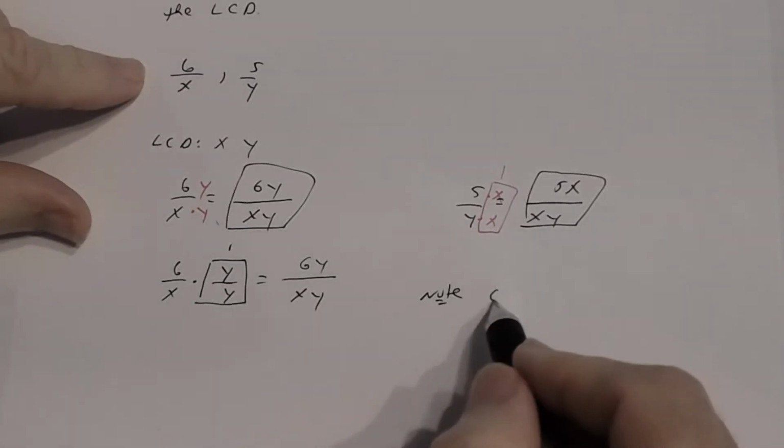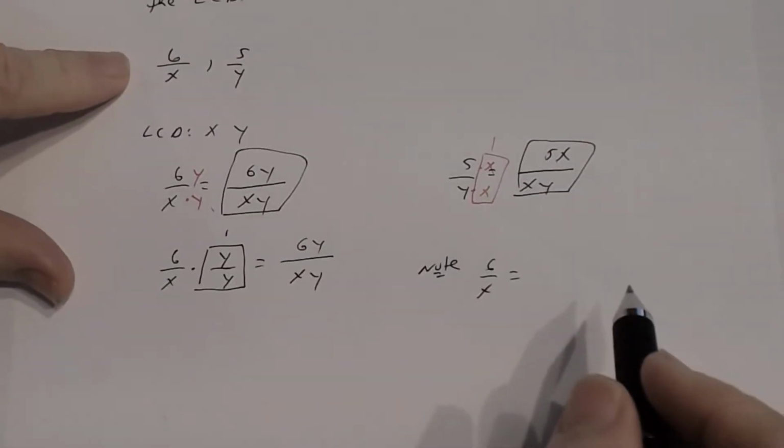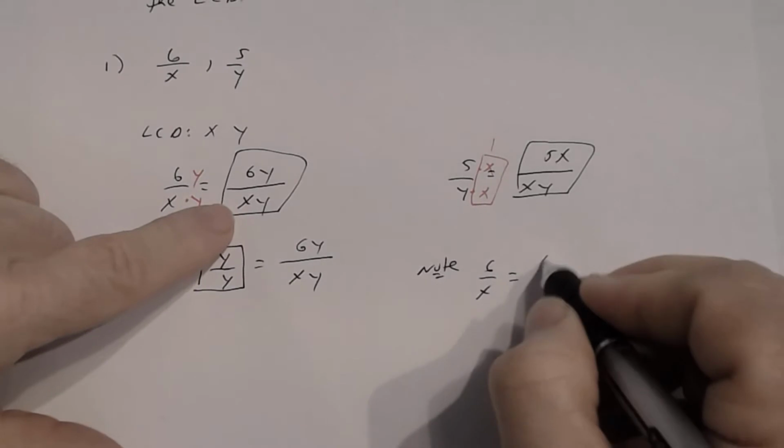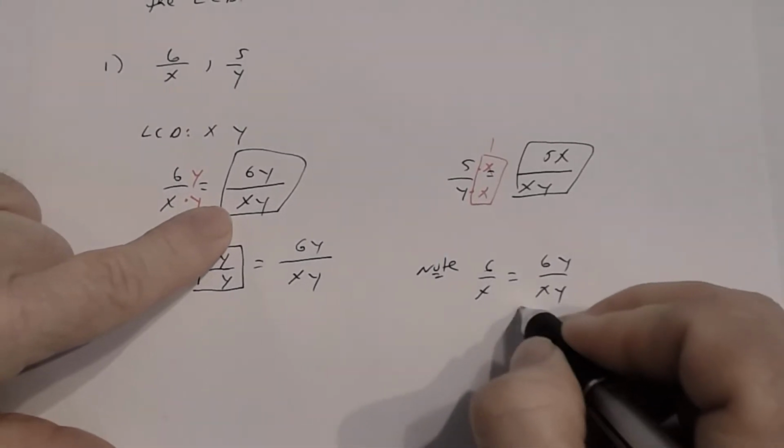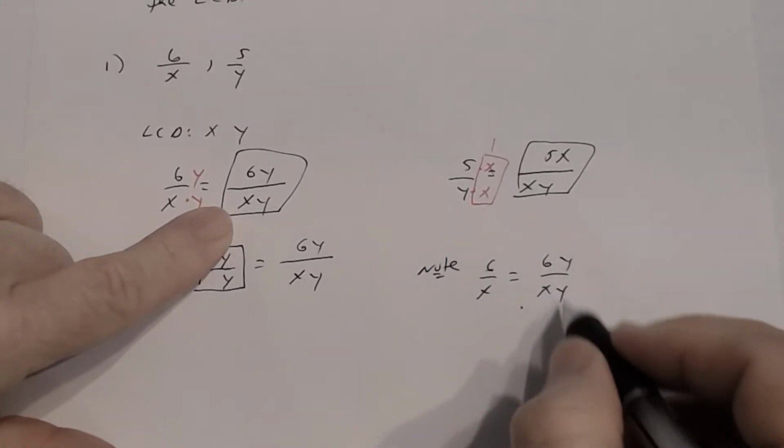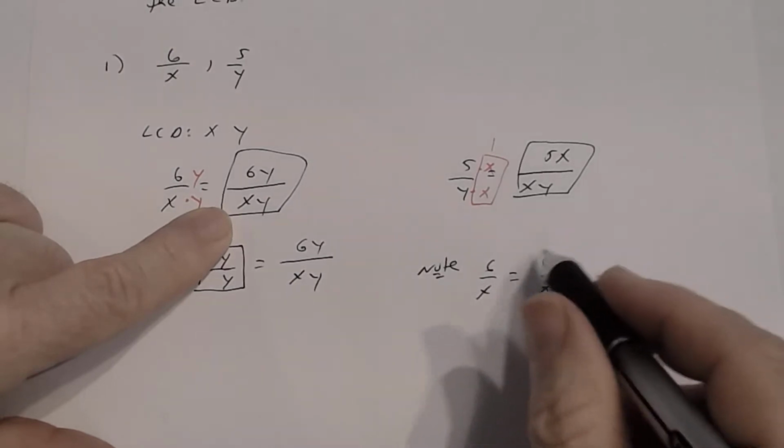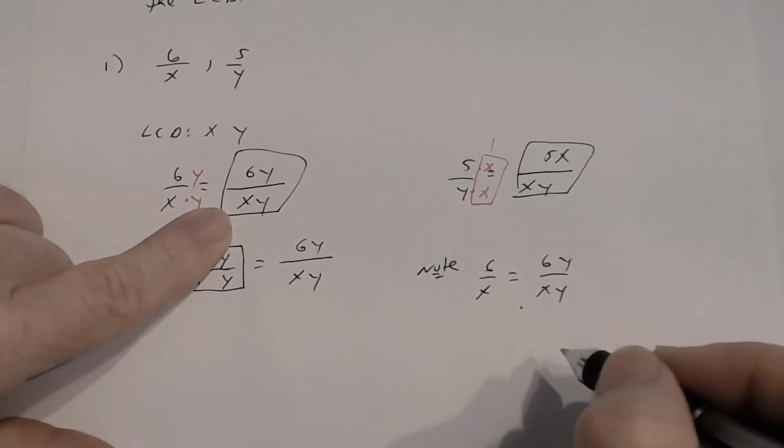Note, 6 divided by x is equivalent to 6y divided by xy. Because when you simplify, remember from a previous lesson, the y's divide out, and you get this back.